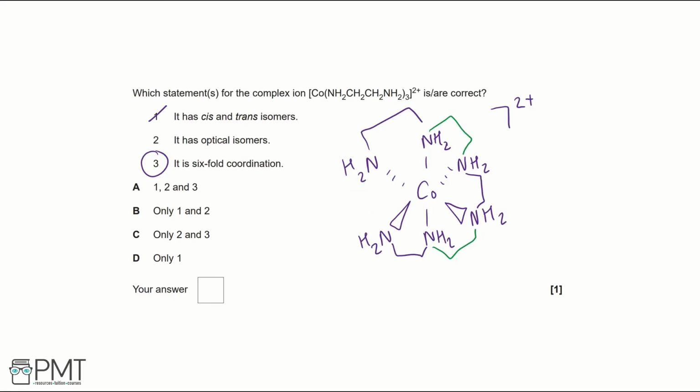So looking at the options we're given, well, it's not 1, so we can cross out A, B, and D. So it must be C, and this does track with us saying it has optical isomers and 6-fold coordination. So what we are thinking does match the options. So we can put C. And to get the mark for this question, you need to write C in the answer box provided.